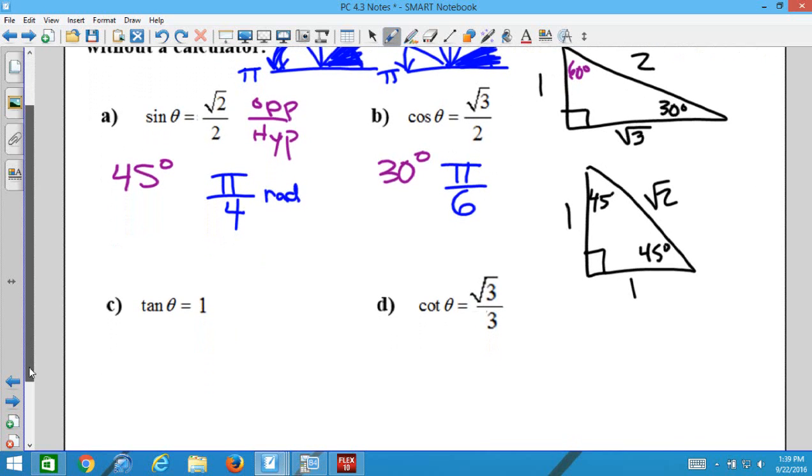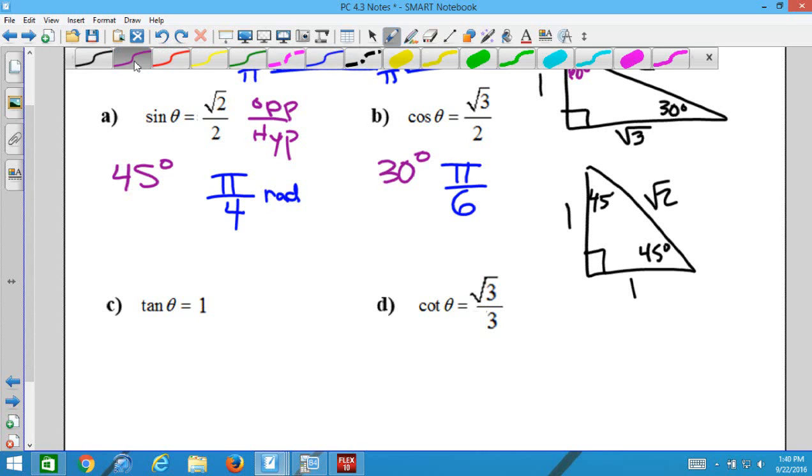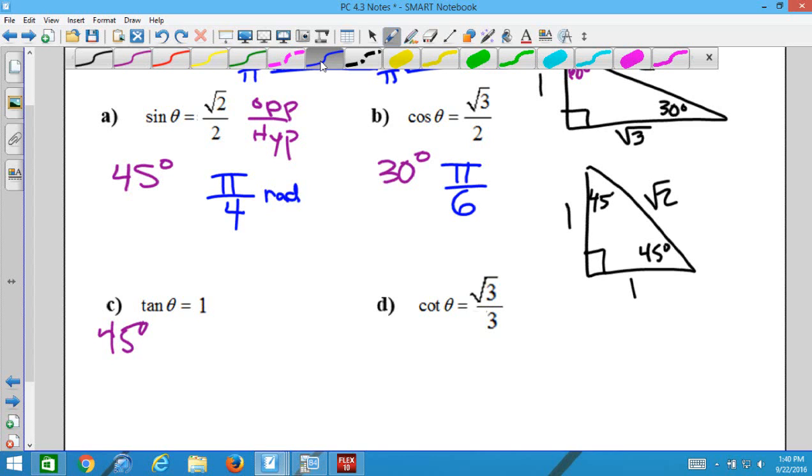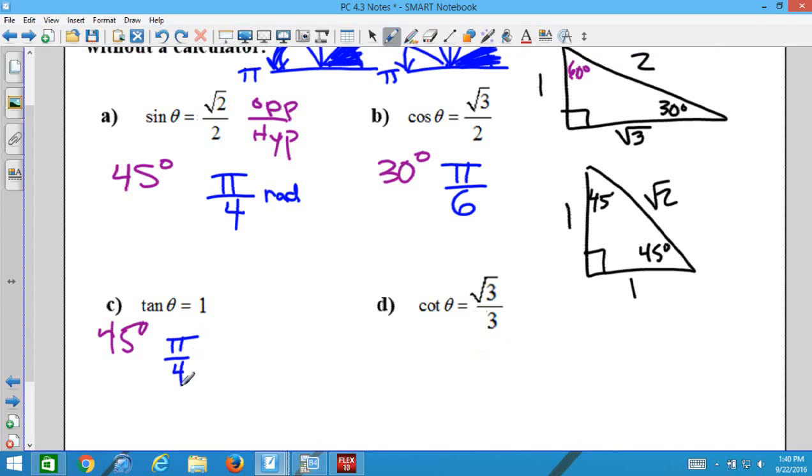The next question is tangent of theta is 1. Remember, tangent is opposite over adjacent. So for it to be opposite over adjacent and equal 1, it's the same number. Which one's got 2 of the same side? 45 degrees is the answer. And what is that as a radian? Already did it. Pi over 4.